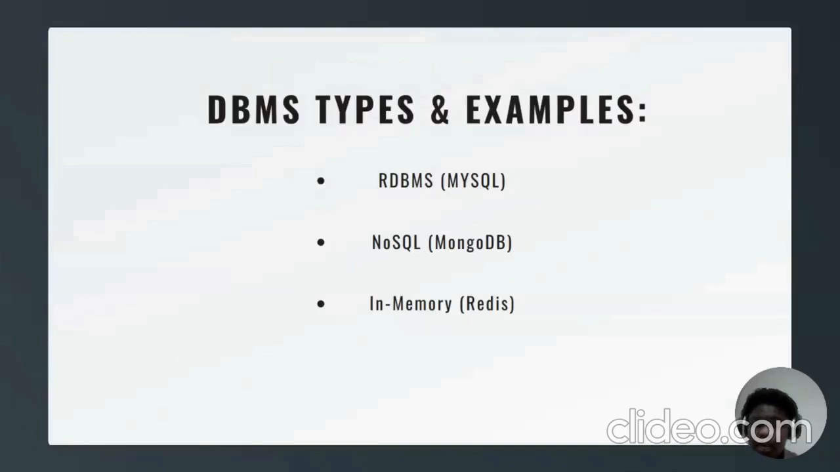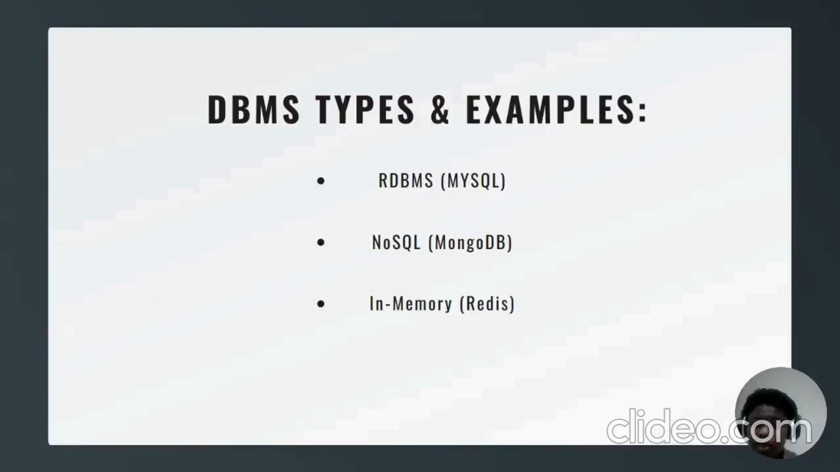So we have different types of DBMS and the examples that they use. We have relational database management systems. An example of that is MySQL, which is best for structured data and transactions. It is widely used for applications requiring complex queries and transactions, such as banking systems where data is highly structured and relationships between entities are critical.